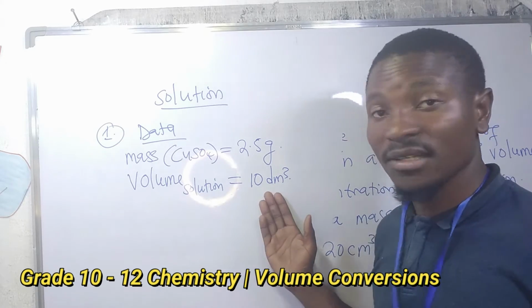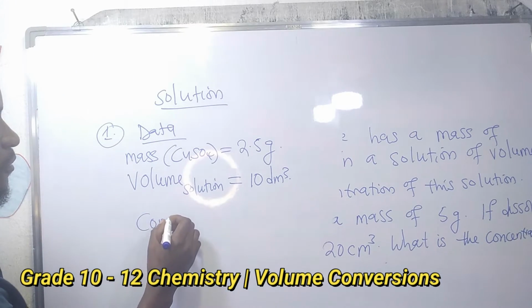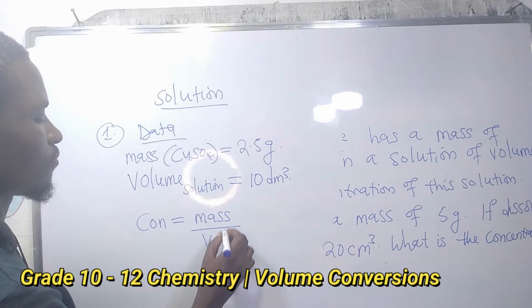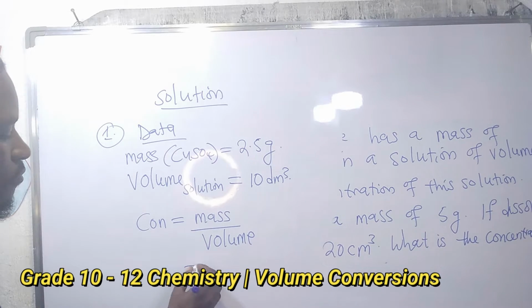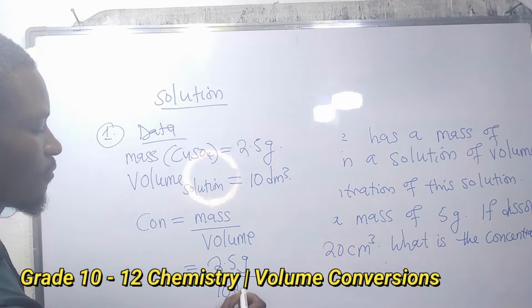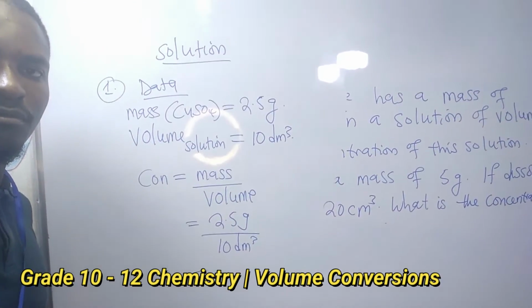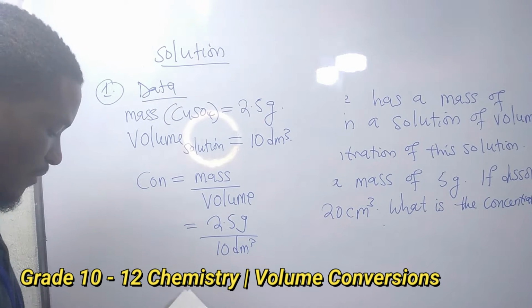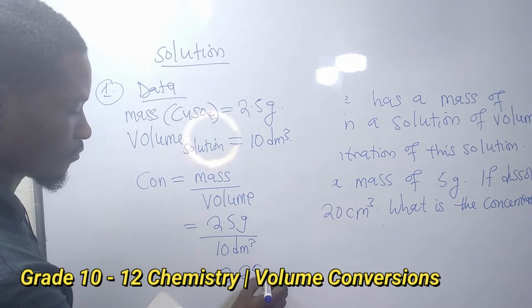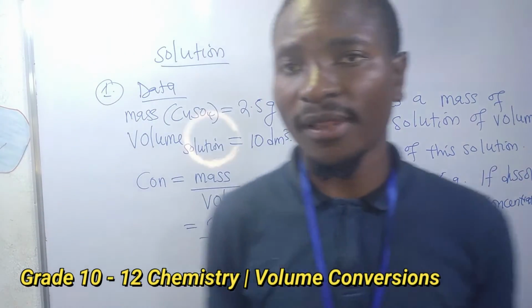which is a 10 decimeter cubic. Okay, now from there we are now going to say, so concentration, so now the mass is 2.5 grams over, so this is now going to be, okay. So that's the answer.